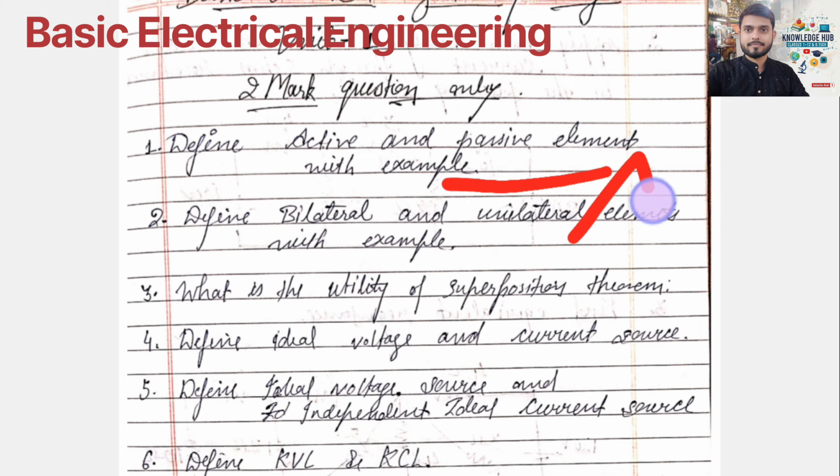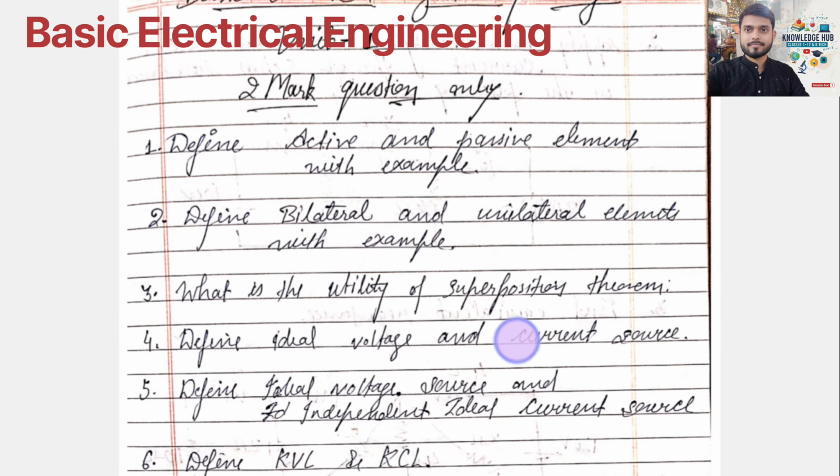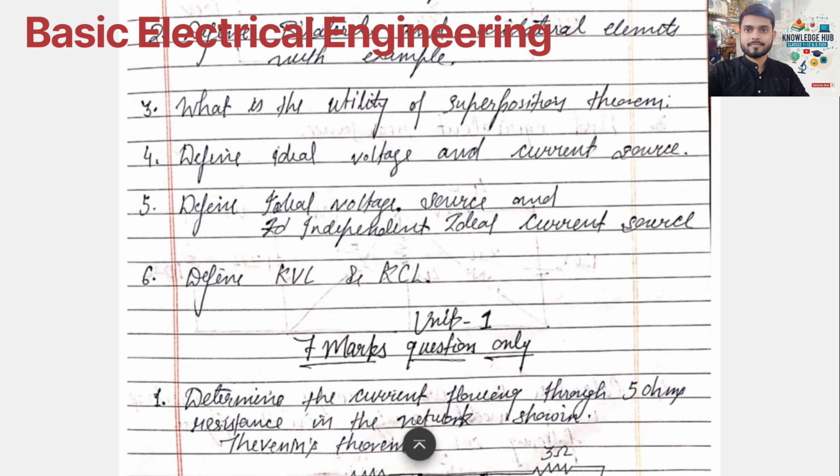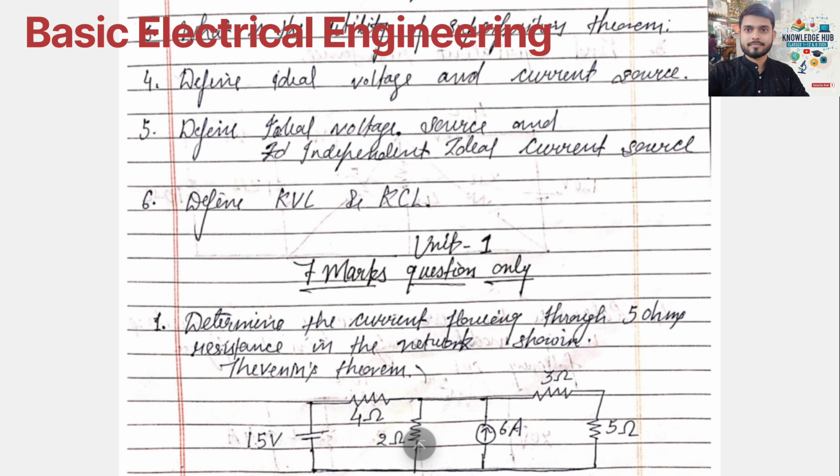Now we will proceed to define unilateral and bilateral elements. Unilateral means the signal flows from one side to another side, and bilateral means it flows in both forward and reverse directions. Now we proceed to the third question: what is the utility of the superposition theorem? This is one type of theorem which we have learned in this unit.